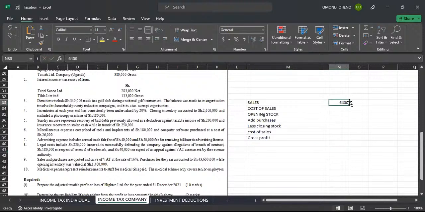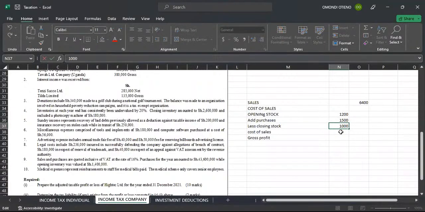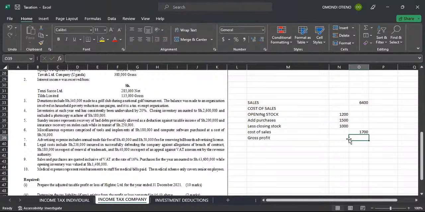So opening stock to kind of 1,200, add purchases of 1,500, less closing of 1,000 for us to get cost of sales. So cost of sales will be opening, add purchases, less closing. That is what we have. So gross profit will be equivalent to sales minus cost of sales.